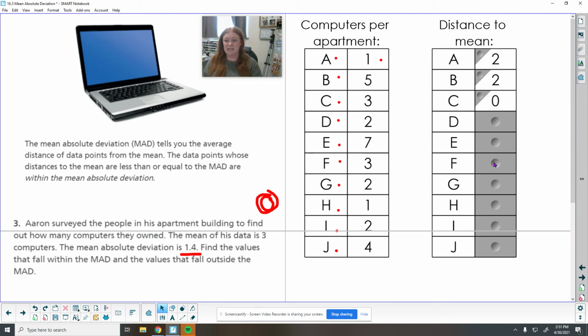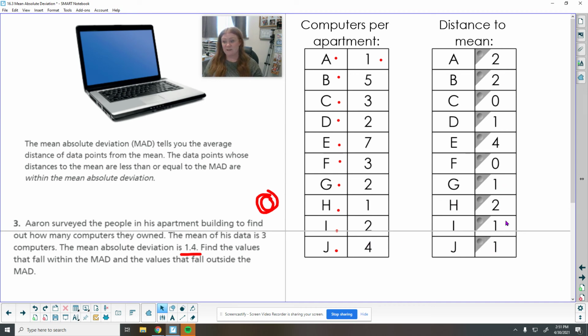So I want you to see if you can finish listing how many computers or the distance to the mean for each apartment. So 2 to 3 is 1. 7 to 3 is 4. 3 to 3 is 0. 3 to 2 is 1. 1 to 3 is 2. 2 to 3 is 1, and 4 to 3 is 1.